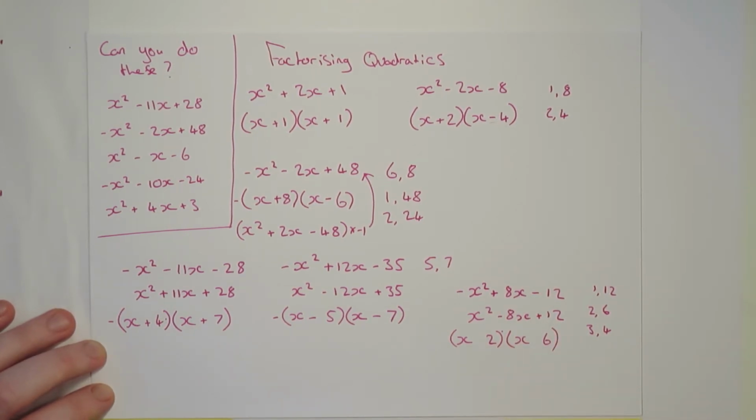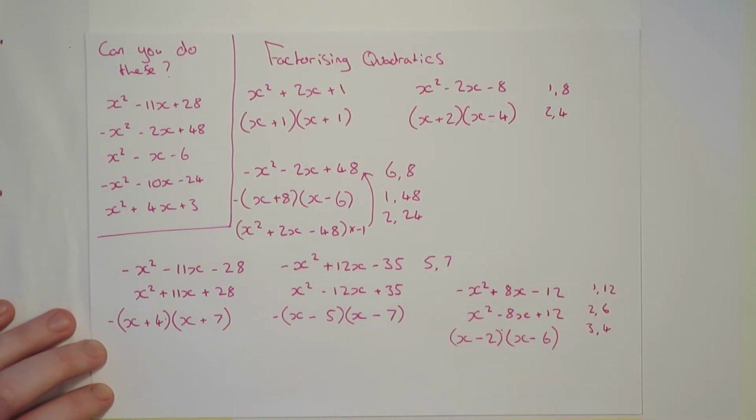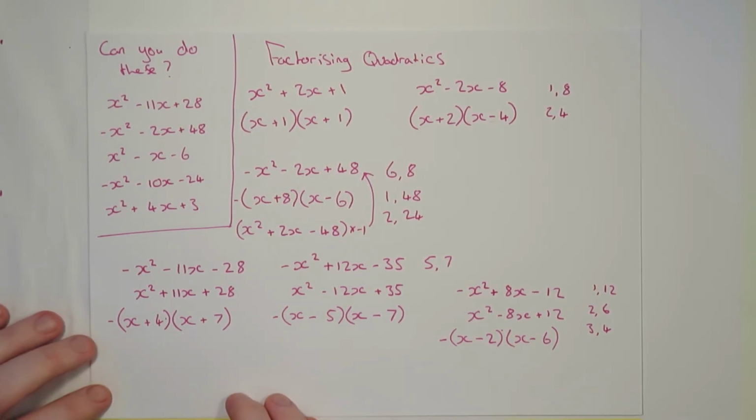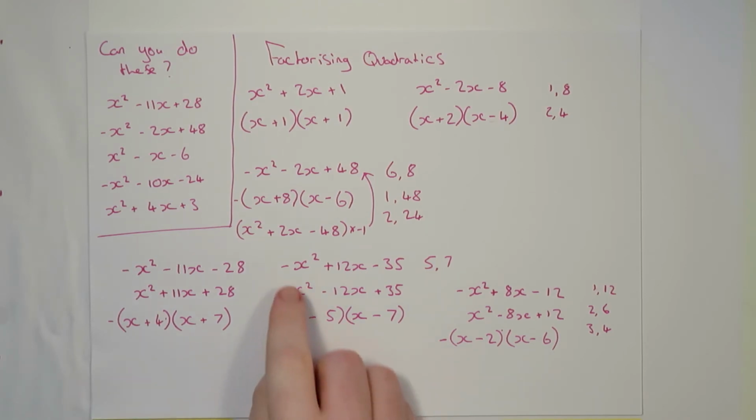Now we need to decide on the signs. Well, this is positive, so they both have to have the same sign. This is negative, so they are both negative. And remember, final step, put the negative at the front as well. And there we have it. So that's how you would factorise something there with a negative coefficient in front of the x squared.